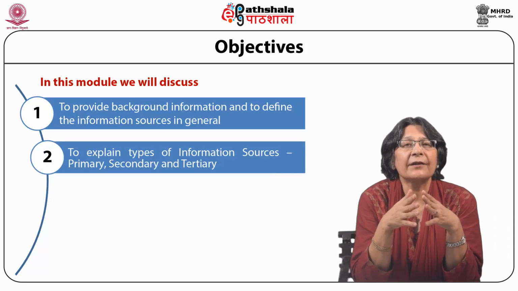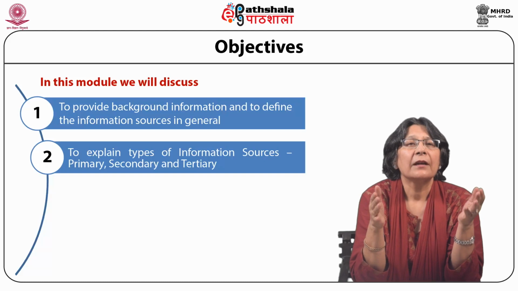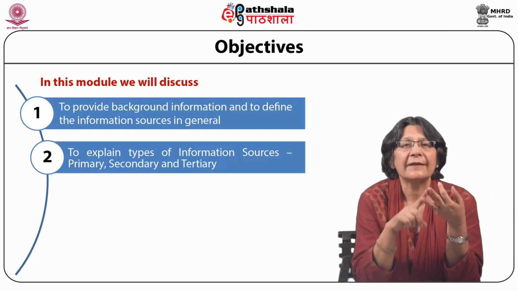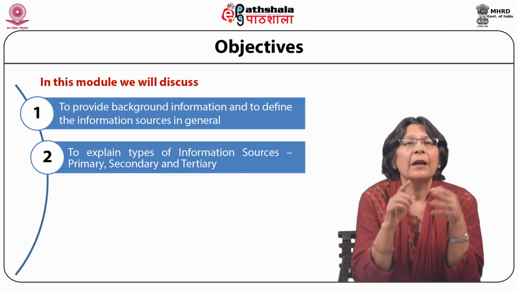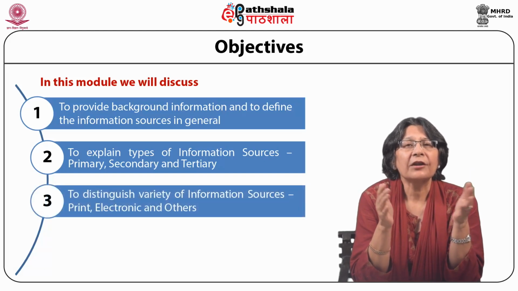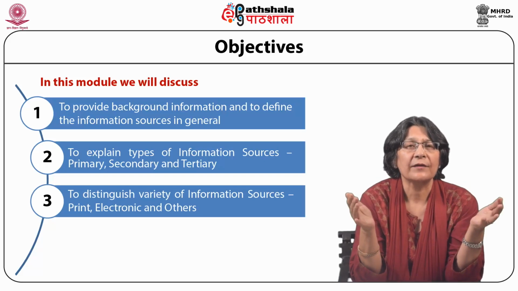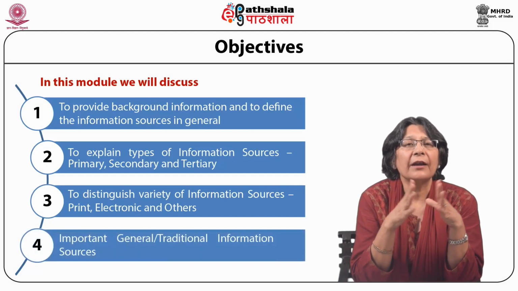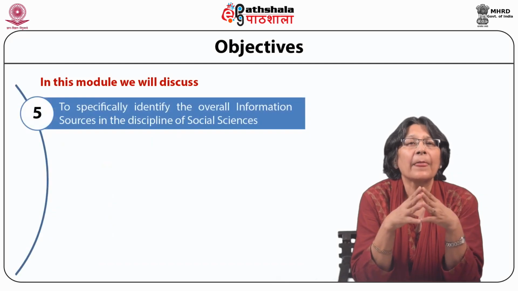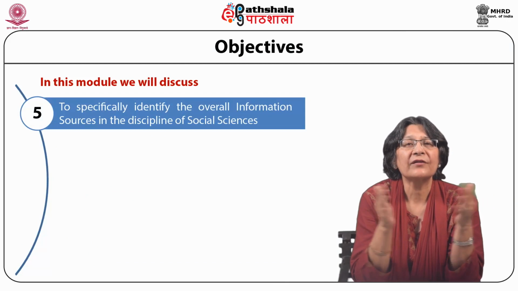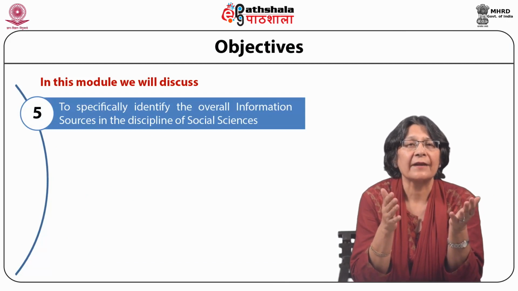As you have already studied in some of the other papers, there are three categories of information sources: primary, secondary and tertiary. To distinguish variety of information sources, we will have to know about print, electronic and other sources. Important general and traditional information sources will also be discussed. We will also specifically identify the overall information sources in the discipline of social sciences.